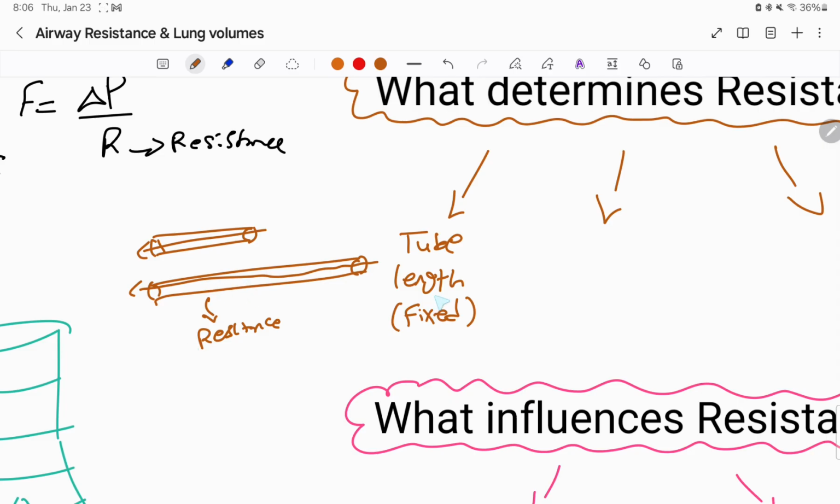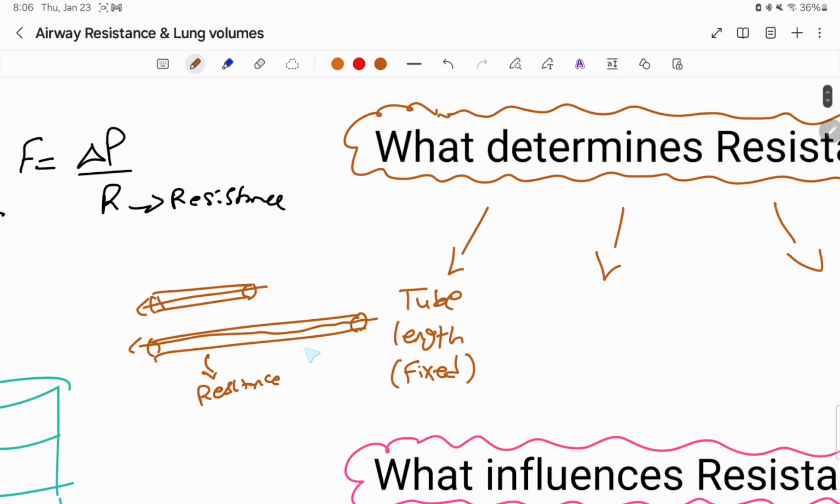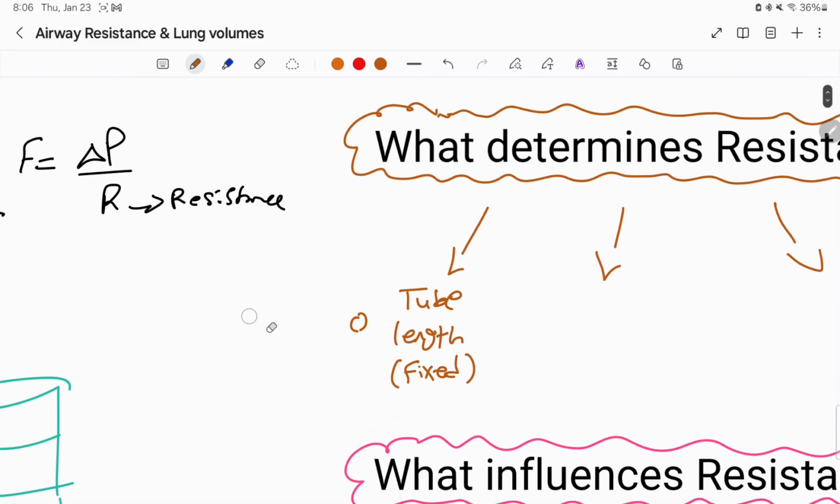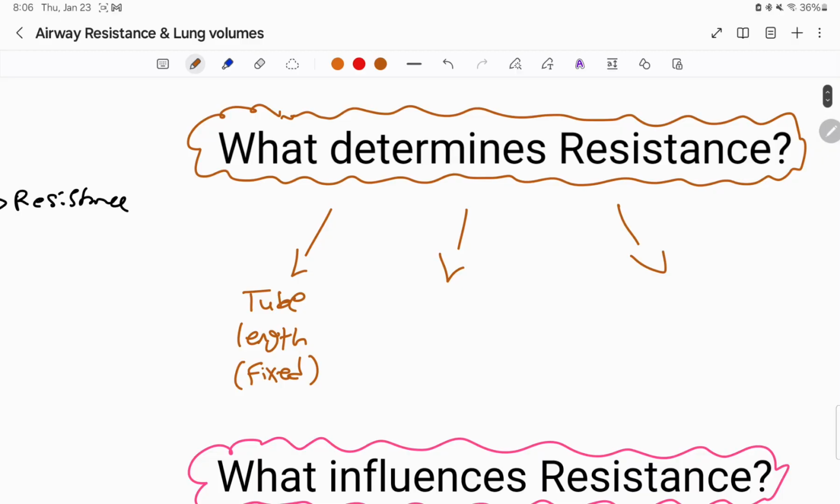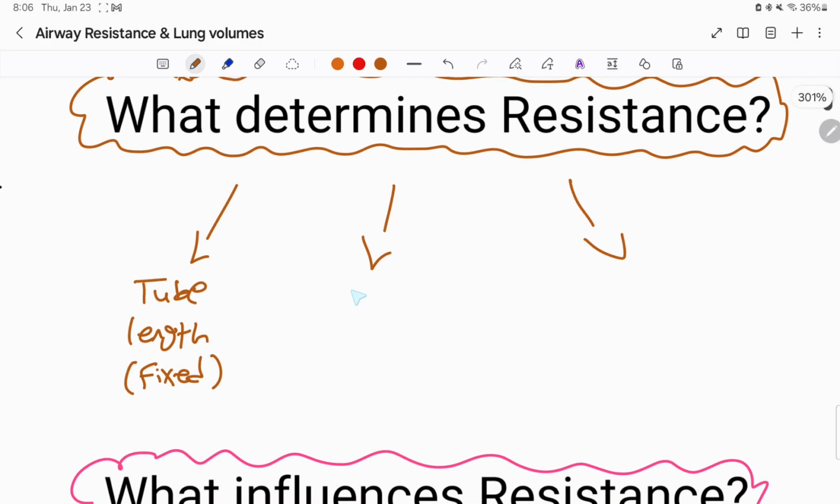Now, what does this tell you? The longer the tube length, the higher the resistance, okay? So that's one of the things that determines resistance. Another thing is going to be interactions, okay? Interactions between gas molecules, which is actually pretty variable, okay?